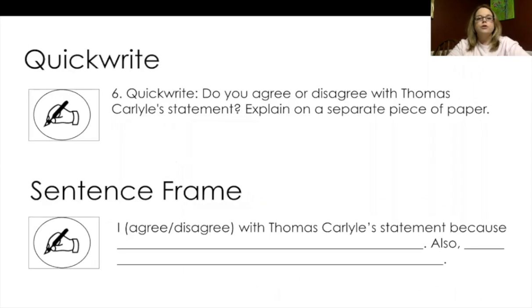The next question was, do you agree or disagree with Thomas Carlyle's statement? And then explain this.